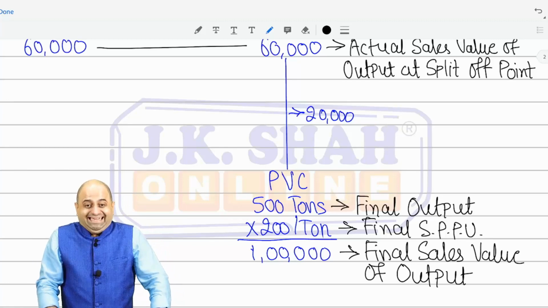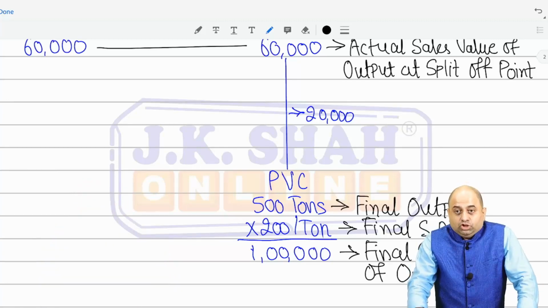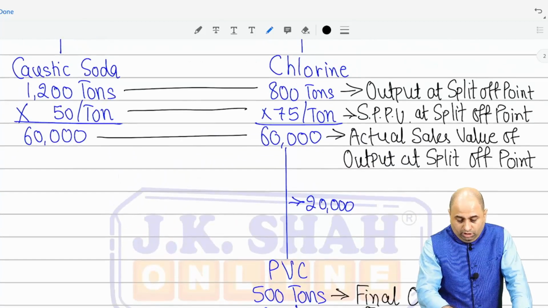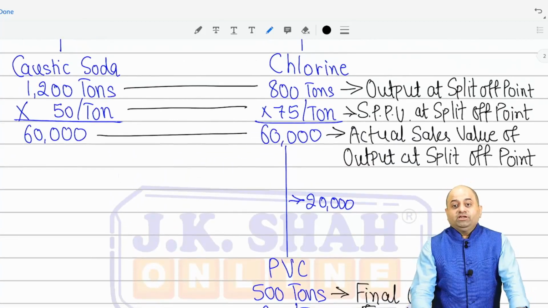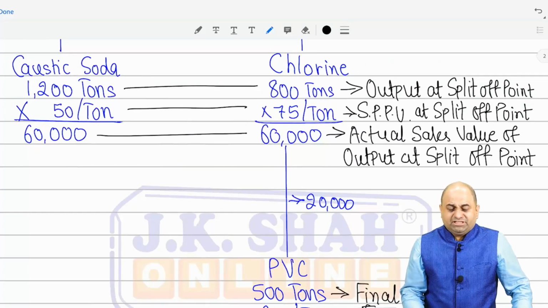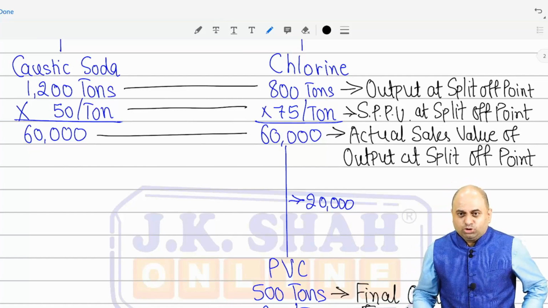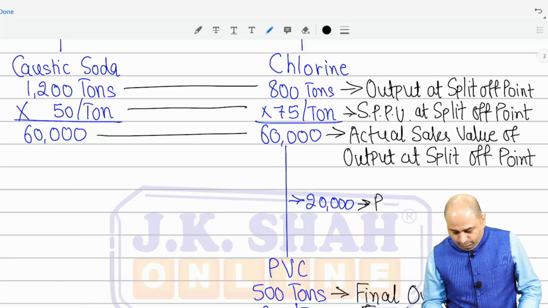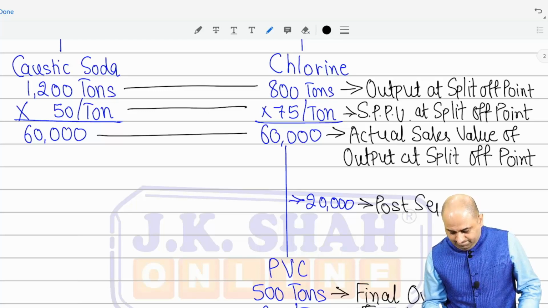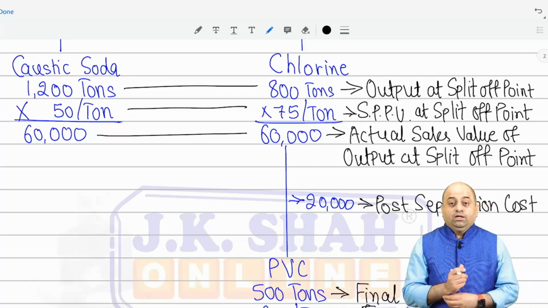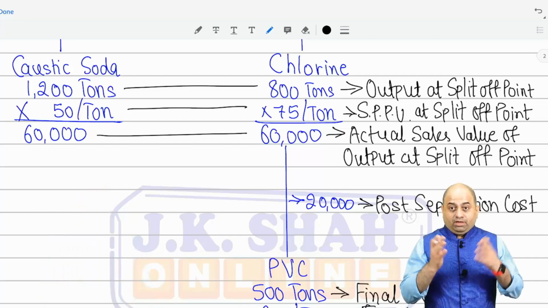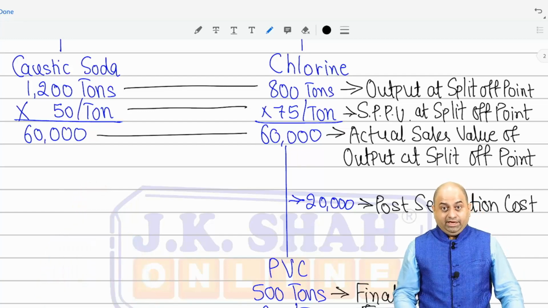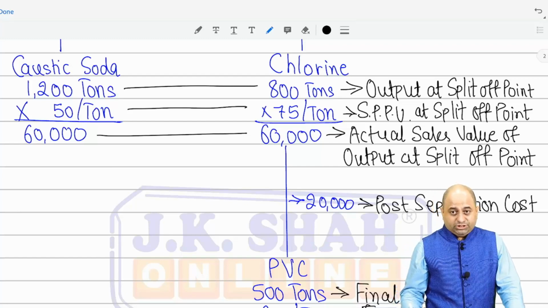Now you have incurred, I repeat, you have incurred 20,000 to convert chlorine into PVC. You have incurred 20,000 to process chlorine further into PVC. You have incurred 20,000 after chlorine has got separated. 20,000 is known as post separation cost. I told you while I was discussing methods very briefly that all the words which I am using right now, I will explain them in a proper way in detail. This is right in front of you, my dear friends.